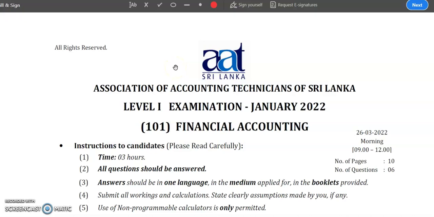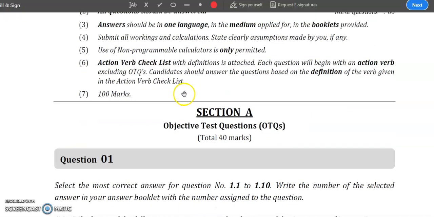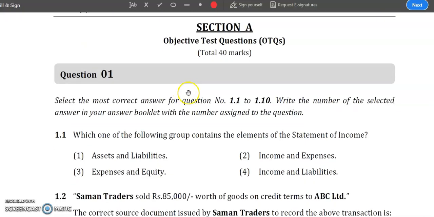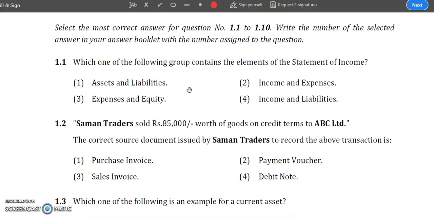Right, today in this video we are going to see the Level 1 examination past paper for Financial Accounting held in January 2022 by AAT Sri Lanka. In this video, I will cover a selected number of questions in Section A under objective test questions, called OTQs.